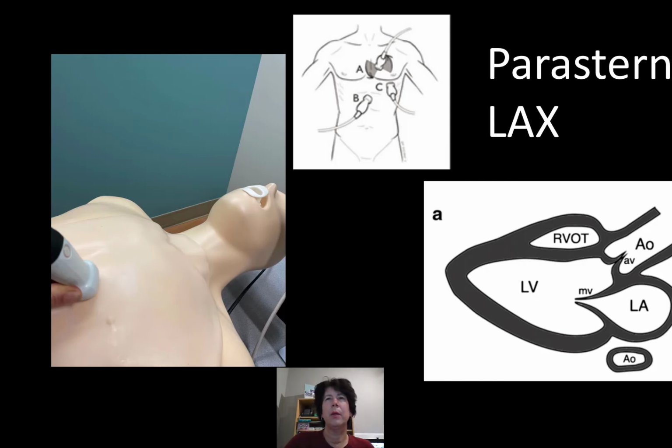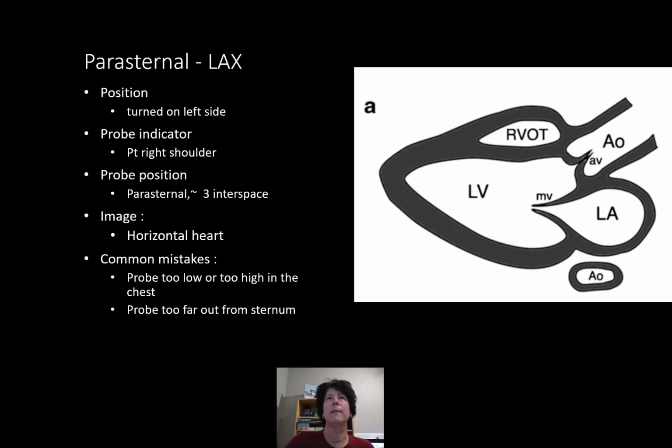So if you don't see the apex in this view, that's fine. And in fact, we seldom do. It's really looking at this area of the heart. And the big thing to really focus on is to find this nice horizontal heart. So if your heart is very vertical, you have to go up a couple of spaces, one or two spaces.